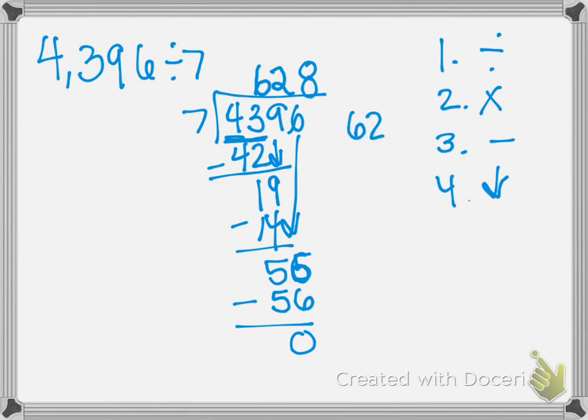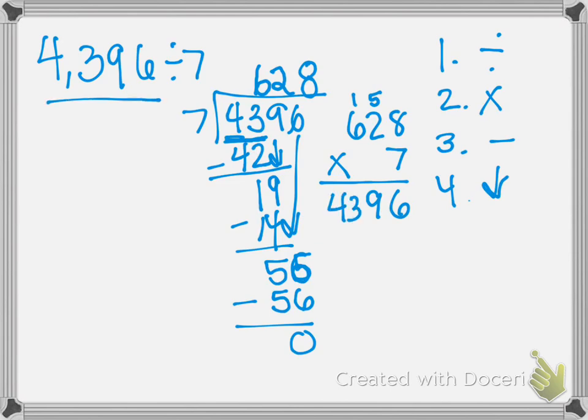We're going to go quotient times divisor should get us our dividend. 8 times 7 is 56. 7 times 2 is 14, plus 5 is 19. 7 times 6 is 42, plus 1 is 43. 4,396. So I'm checking my work by doing that multiplication.